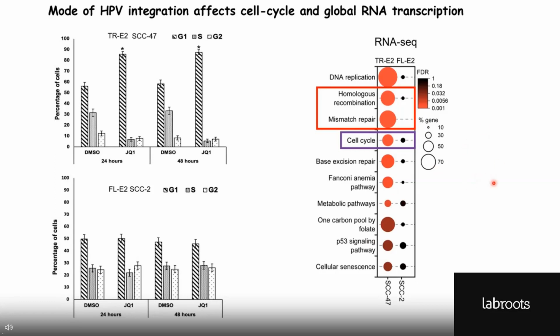So when we looked at the overall RNA sequencing profile, we recognized that homologous recombination, mismatch repair, and cell cycle pathways were significantly affected in the case of the truncated E2, while in the full-length E2 there was no significant impact. So it looks like the integration affects the cell cycle and global RNA transcription as well, which we are actively pursuing in terms of understanding how it occurs.